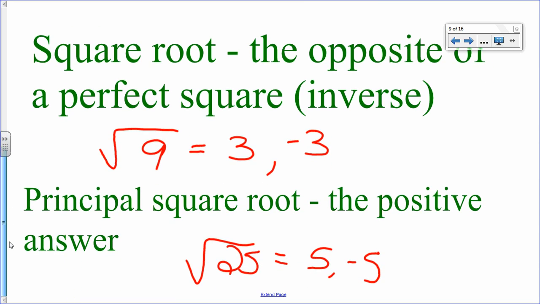The principal square root is a positive answer. For the purpose of this course, we will almost always be using the positive square root. But I do want you to know that, or remember, that you can also have a negative square root.